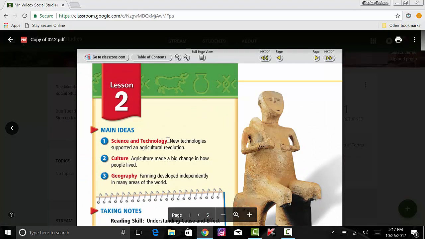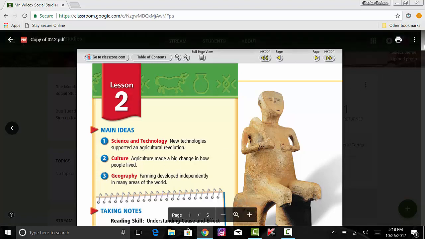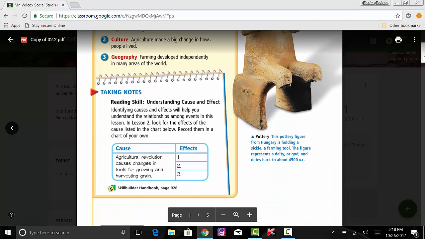So this is lesson 2. Our main ideas in science and technology are new techniques supported the agricultural revolution. If you don't know what that is, well, you're going to be reading about it, and you'll know more about it when you get finished. Culture. Agriculture made a big change in how people lived, which is a huge change, and it actually has a lot to do with how people live today. Geography. Farming developed independently in many areas of the world. Okay, so that's basically what we're going to be taking a look at.